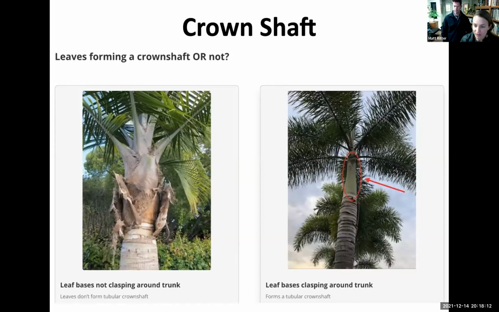So we want to explain what a crown shaft is. Sometimes palm leaves, this is the base of the leaf, or the petiole of the leaf, and it meets the stem and it clasps around the stem. And sometimes the leaf is just attached directly to the stem like this. But other times the leaf is attached way up here, and then it forms the sheathing base of the leaf, which we call the crown shaft. And then the point of attachment is actually down here. That can be a great tool for distinguishing different species of palms, whether or not it forms that crown shaft or not. So that's a choice in the tree key.